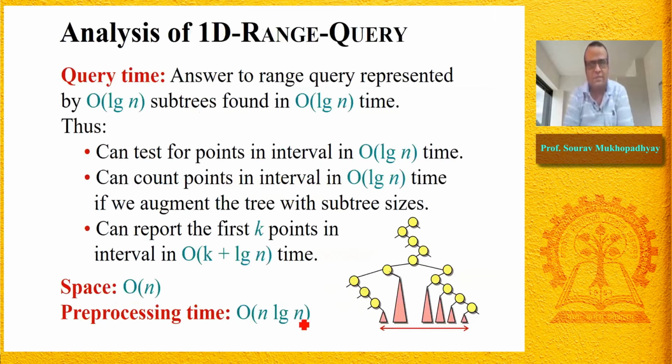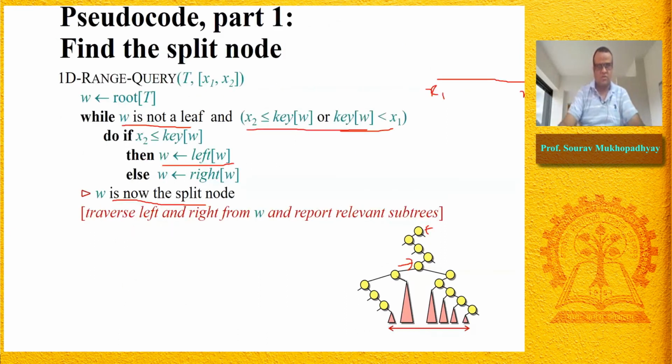Okay. Now tell me the time complexity for this algorithm. How much time are we spending for this range search query? This is a balanced binary search tree. So what is the time for this code, this 1D range search query? How much time? Any idea? Other than the pre-processing time.